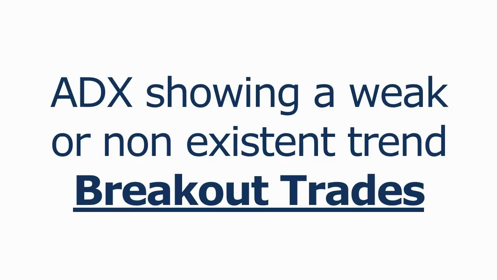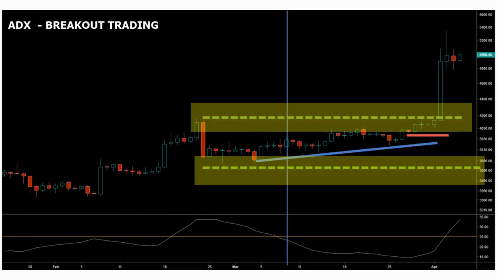So during the scan, we find the ADX showing a weak or non-existent trend, and in doing so, we look for consolidation structures for breakout trading. And I've used dashed green lines here to mark off the high and the low of the range.